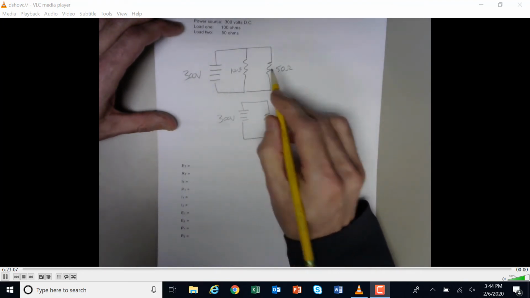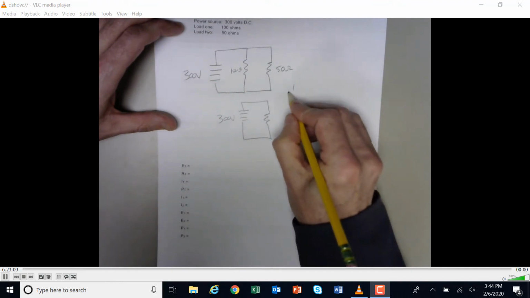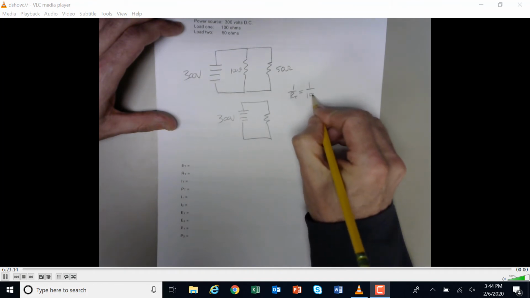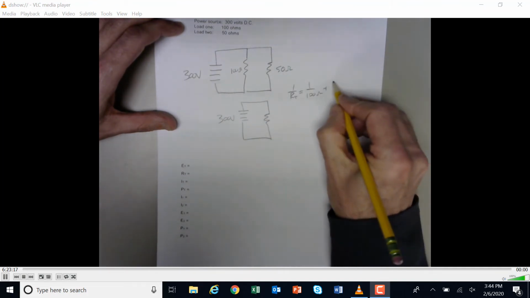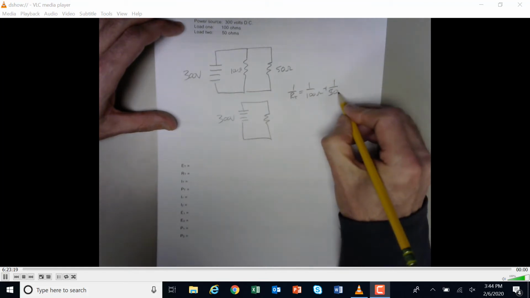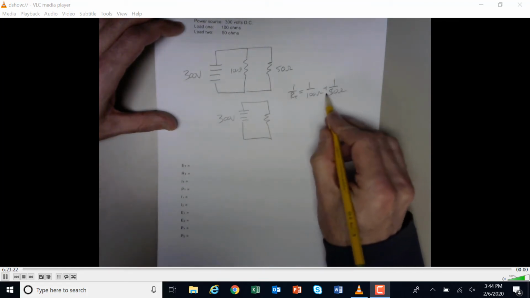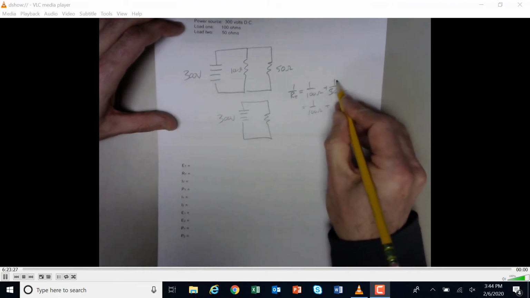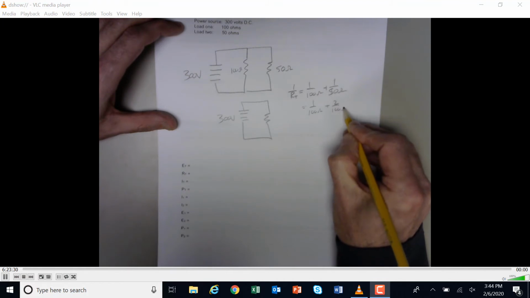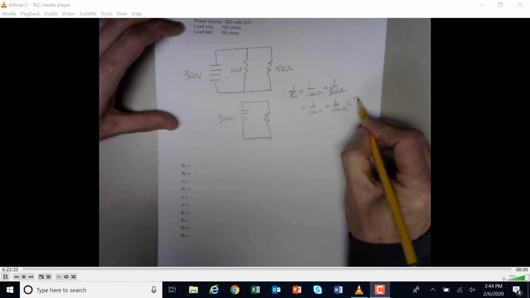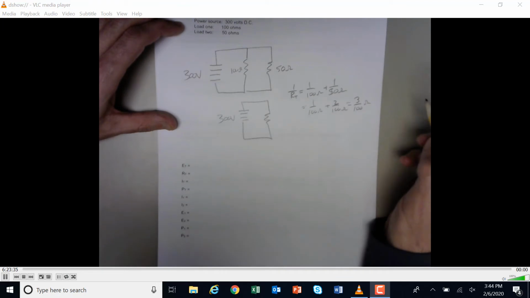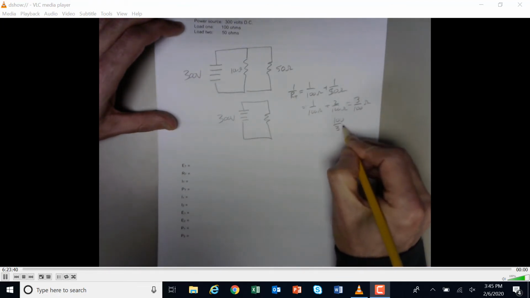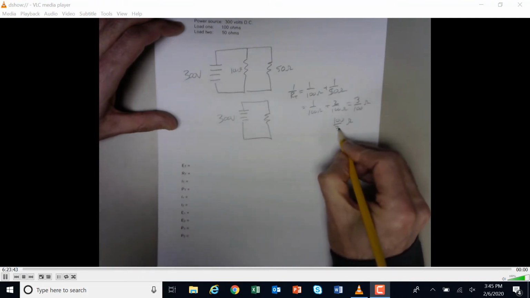Well, now we need to work with reciprocals. So we know that 1 over R total equals 1 over 100 plus 1 over 50 ohms. Okay? We need a common denominator, which would be 100. So we're looking at 1 over 100 plus 2 over 100. That's a common denominator. And that is equal to 3 over 100. It's 1 over R total, so we need to flip that. 100 over 3 ohms. So it's 33.33 ohms.